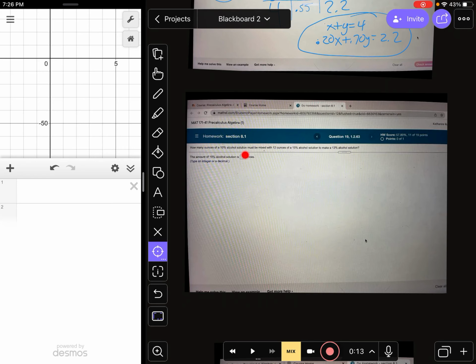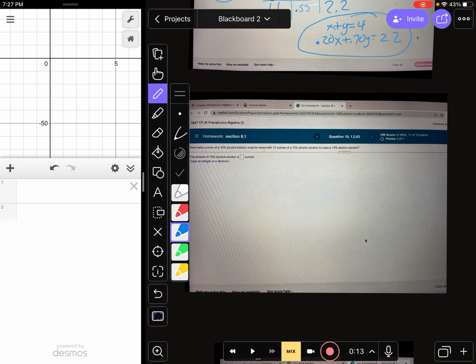So let's look at this one. How many ounces of a 10% alcohol solution should be mixed with 12 ounces of 15% alcohol solution to make a 13% alcohol solution? So you can see the last 3 problems have been mixture problems. So pay attention to the kind of table I am setting up, because you can use those kinds of tables to do these mixture problems. So I'm going to do amount, percentage, and total.